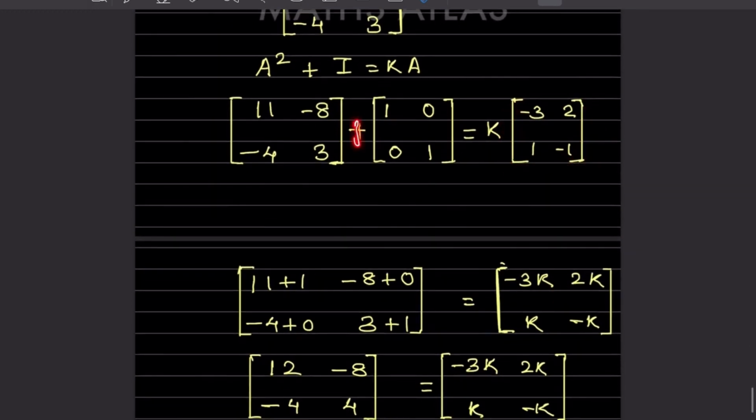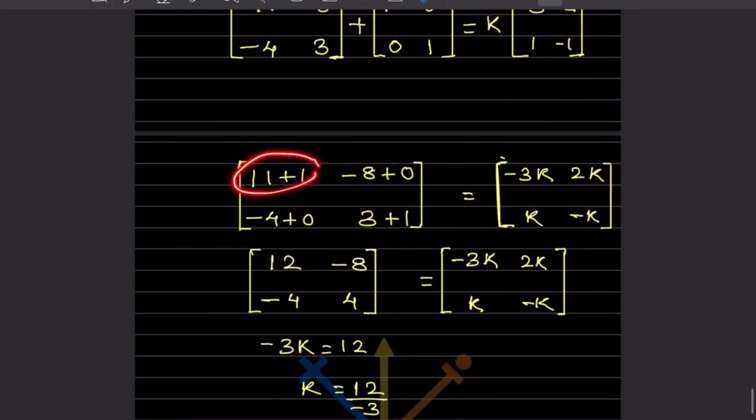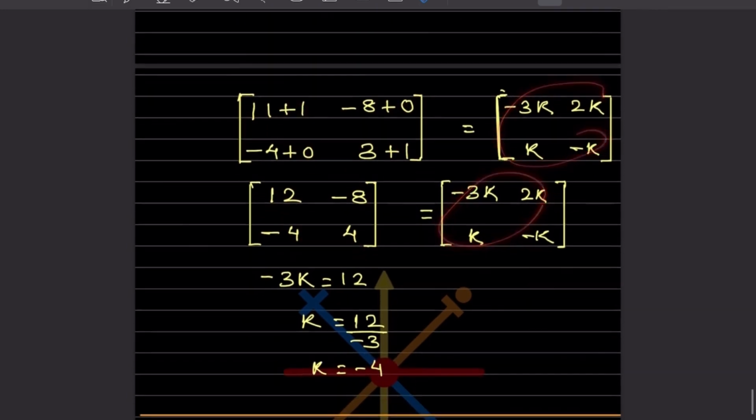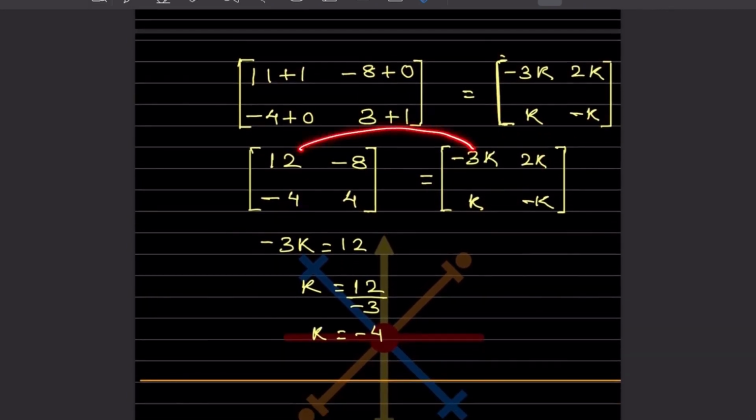Because this is addition, you are going to add this one: 11 plus 1, minus 4 plus 0, minus 8 plus 0, 3 plus 1. And for here, you are going to multiply: minus 3k, k, 2k, and minus k. So now this will be 12, minus 4, minus 8, 4, and the same over here. Now you are going to compare. When you compare, minus 3k is equal to 12.